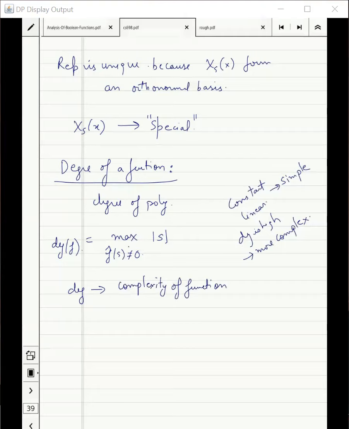So degree is clear. Let me just ask a final question. What is the degree of parity? And what is the degree of chi sx? Modest. Very good. Great. So you know the Fourier representation, you know what the degree of it is. This finishes what I wanted to say from my side.